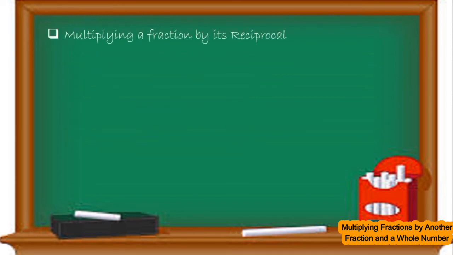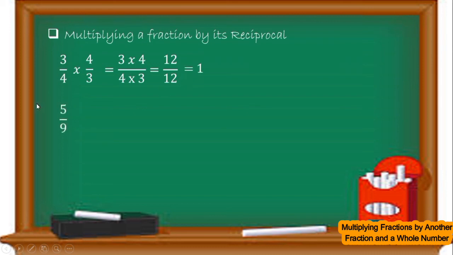Now let's go to multiplying a fraction by its reciprocal. 3 over 4 times 4 over 3. Reciprocal, ibig sabihin kabaliktaran ng isang fraction. So, ang kabaliktaran ng 3/4 is 4 over 3. Then, multiply. 3 times 4 and 4 times 3. So, 3 times 4 is 12 and 4 times 3 is 12. So, 12 divided by 12 is 1.